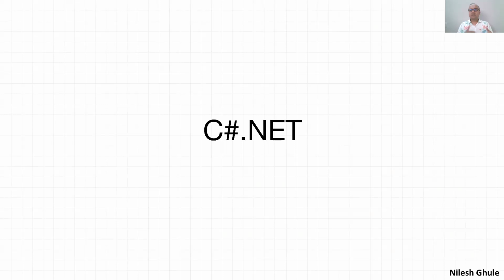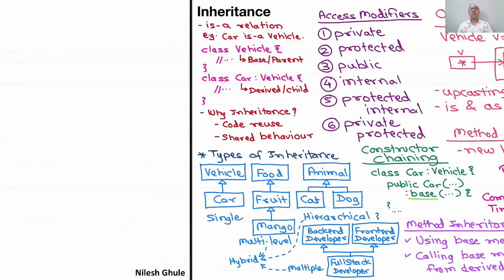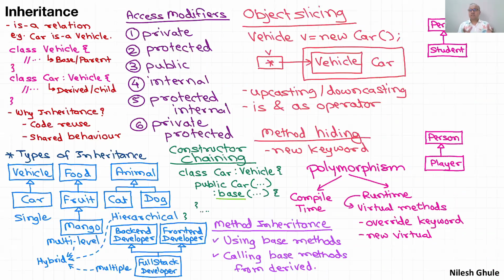In the previous session, we talked about C-sharp regions and we discussed inheritance. We discussed some basics of inheritance, talked about access modifiers, talked about different types of inheritances. We talked about object slicing, upcasting, downcasting. We also talked about method hiding and use of the new keyword. We saw how the methods and other properties of the base class are inherited to the derived class.